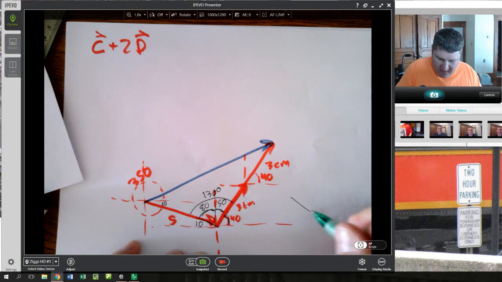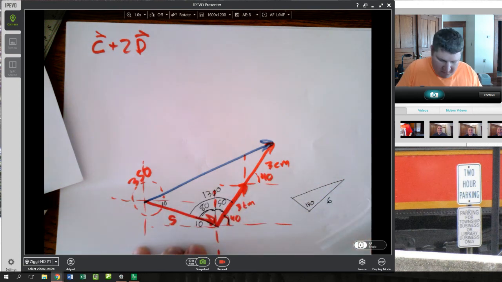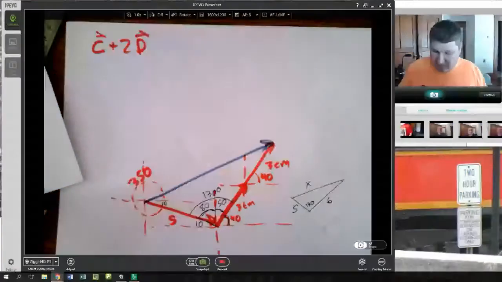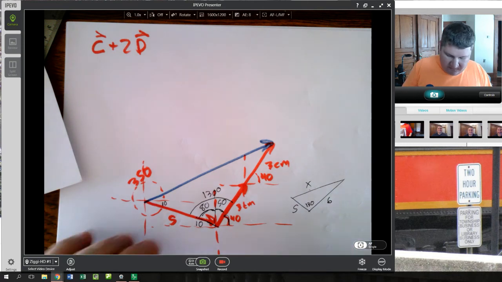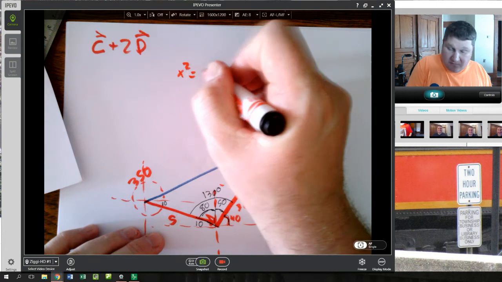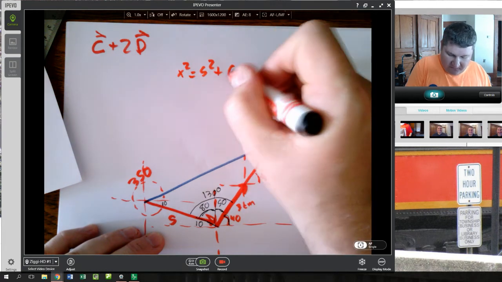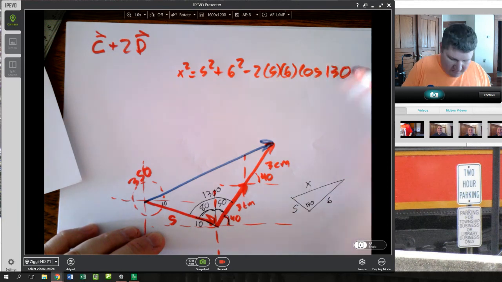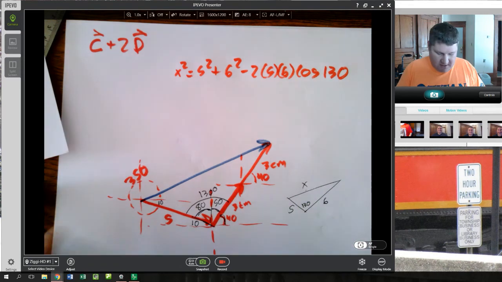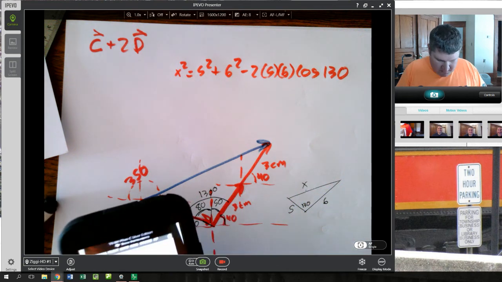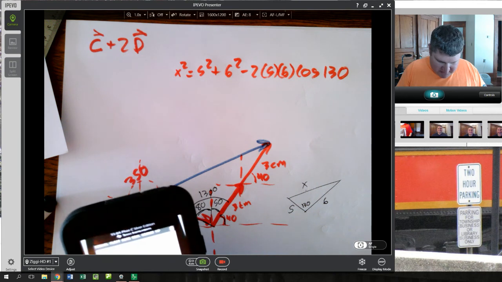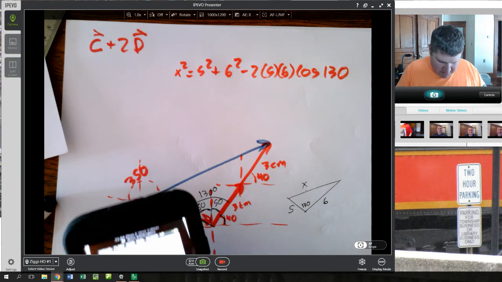So now if I draw it out here, I end up with 130 degrees. This is a total of 6. This is a 5. Can I find the missing piece? The answer, of course, is yes, of course. And we're going to say x squared equals 5 squared plus 6 squared minus 2 times 5 times 6 cosine 130 degrees. And so I plug all of that in. 25 plus 36 minus 10, which is 60, cosine 130.